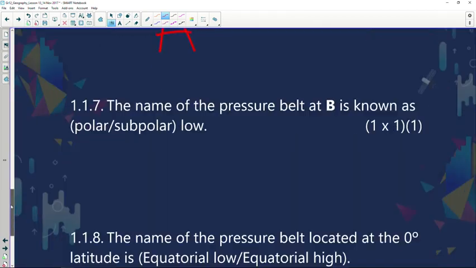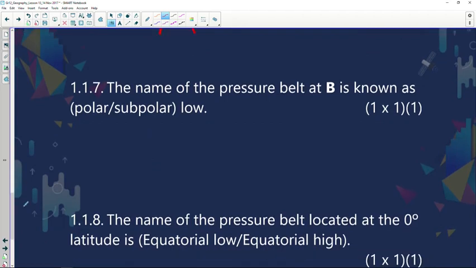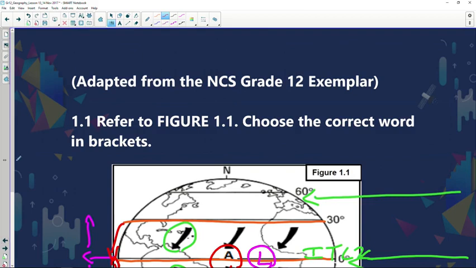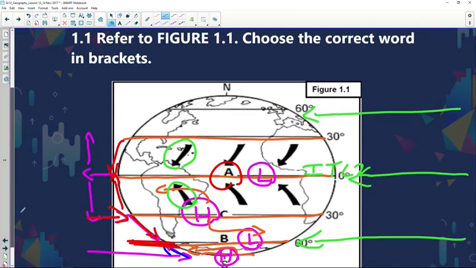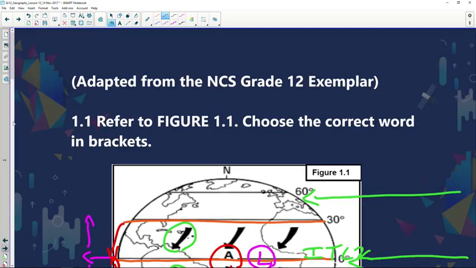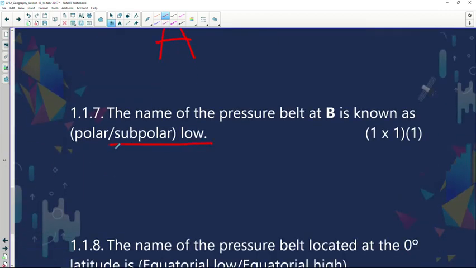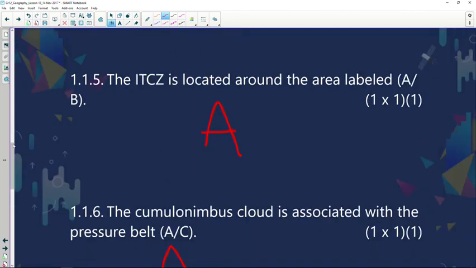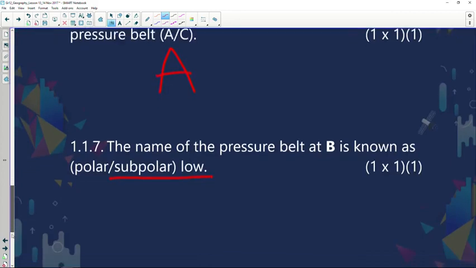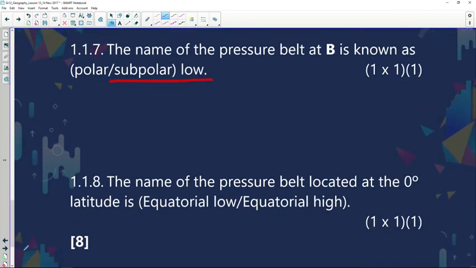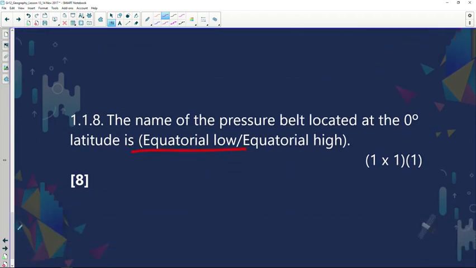If you look at our next question, the name of the pressure belt at B is known as, let's quickly look at B. That's the subpolar low pressure belt. That's the correct answer right over there. Now our next question is the name of the pressure belt located at the 0 degrees latitude. It's definitely, as we already established, a low pressure belt. It's the equatorial low pressure belt situated at 0 degrees latitude.